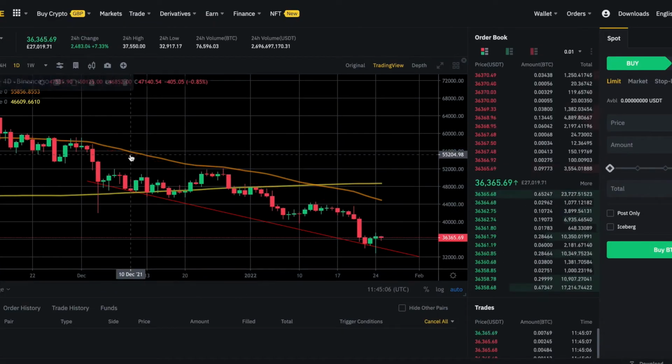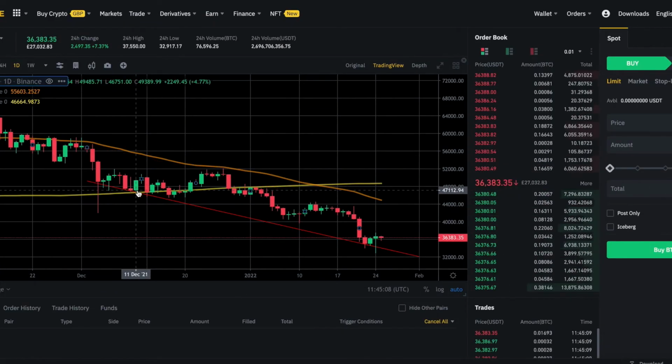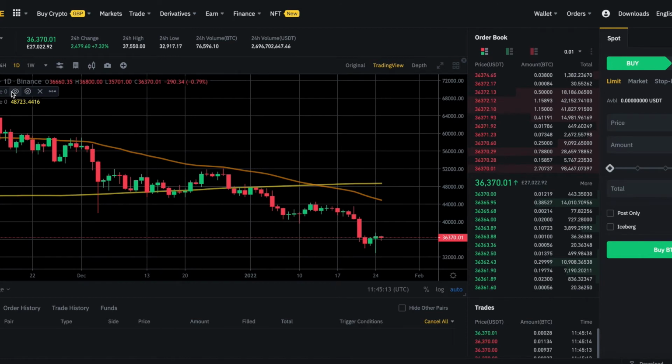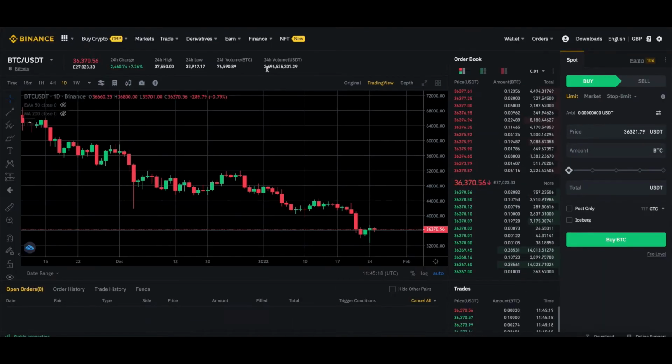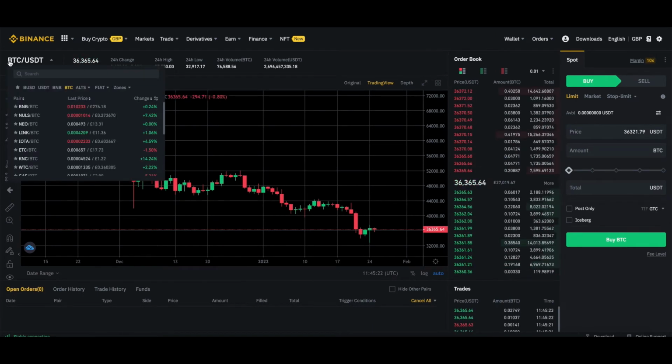Get rid of these trend lines, and I'll get rid of those for a moment. So this is what you'll have come up. Up here we've got the trade pairing, which is at the moment Bitcoin and US dollar Tether.